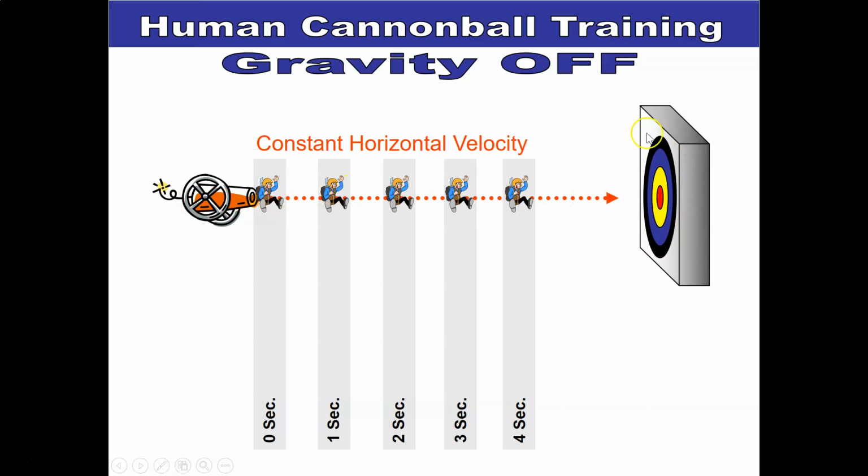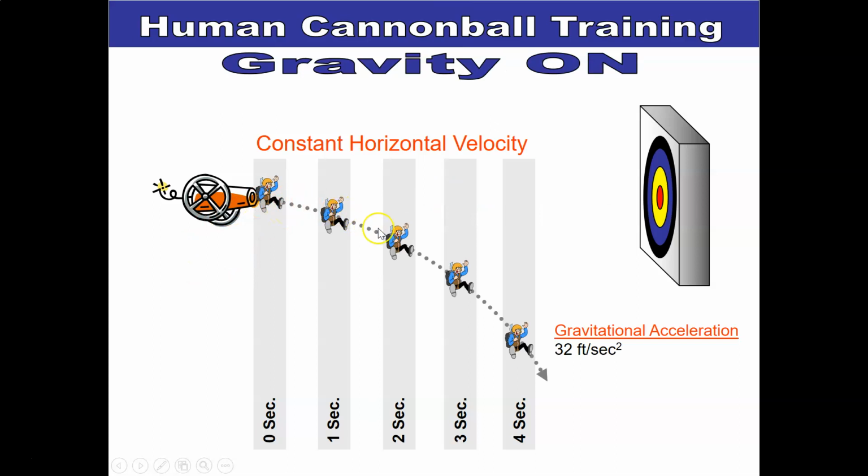So here's an example just being shot straight across. He's trying to shoot him at this target. This is with gravity off. Obviously, he's just going to travel in a straight line right towards that target, and his distance is going to be constant at every second. If we turn gravity on, obviously we missed the mark because gravity is going to pull him down.